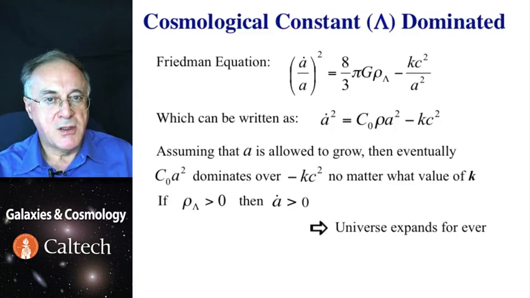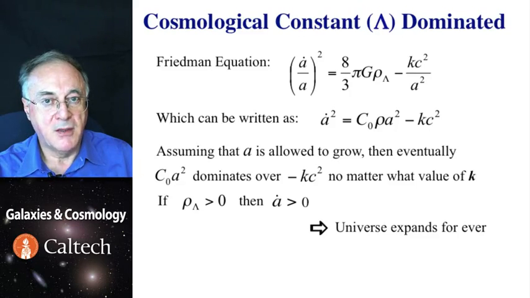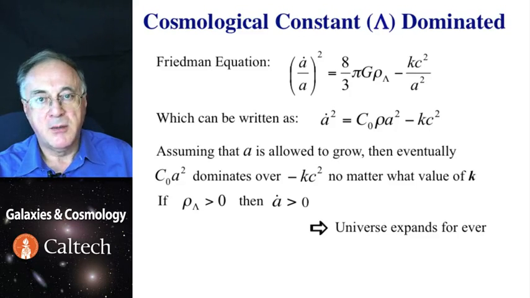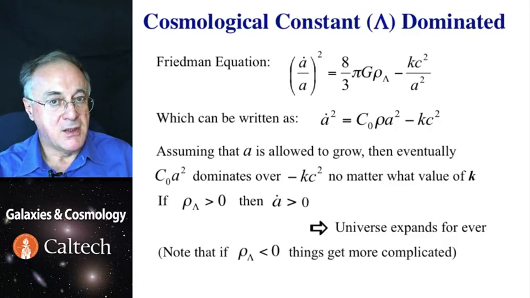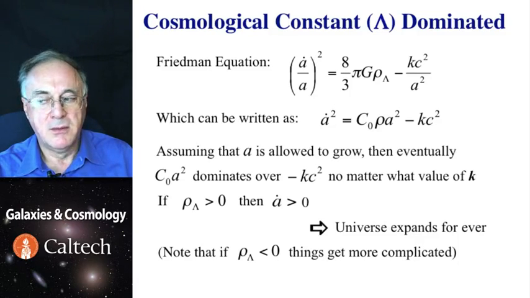So if the energy density of the physical vacuum or cosmological constant is positive, then the first time derivative of scale factor will be positive, and that means that that universe will expand forever. Now, if the energy density of dark energy is negative, and that's actually possible, things will get a little more complicated, but we need not concern ourselves with that at the moment.